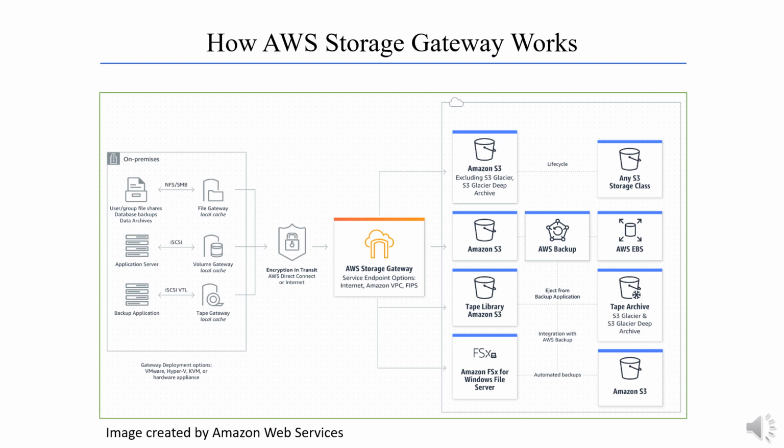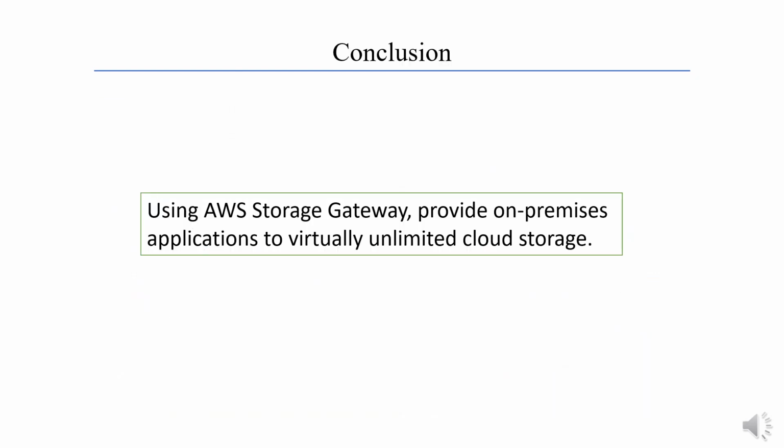We recommend you read the diagram and get a better understanding of how AWS Storage Gateway works in an application environment. In conclusion, use AWS Storage Gateway and provide on-premises applications access to virtually unlimited cloud storage. Use this service for backup and archiving, disaster recovery, cloud data processing, storage tiering, migration, and more. That's all about AWS Storage Gateway. Thank you and see you in the next lesson.